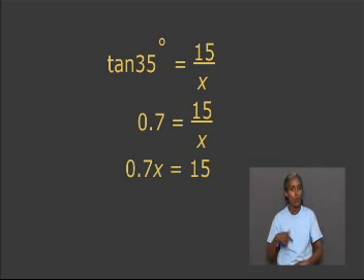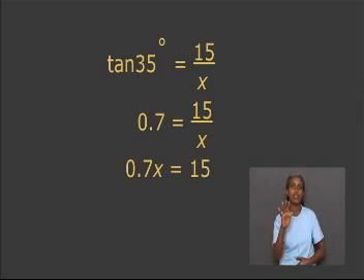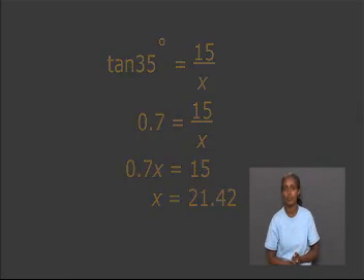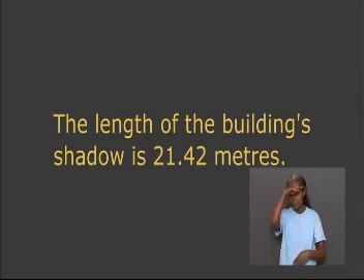Now, we multiply both sides of the equation by x, which means that 0.7x equals 15. Solving for x by dividing each side by 0.7, we find that x equals 21.42. This is the length in meters of the building's shadow.